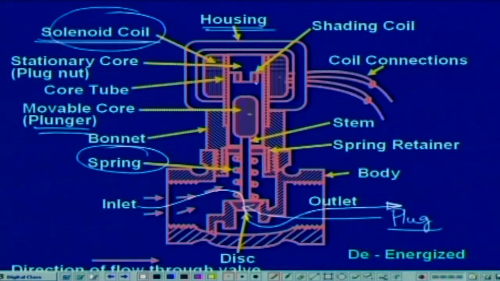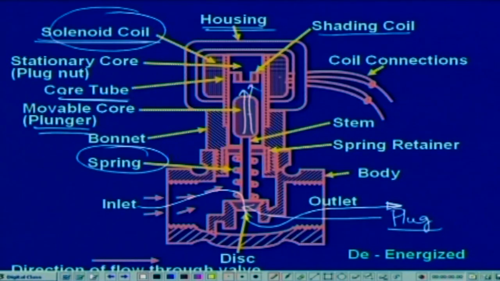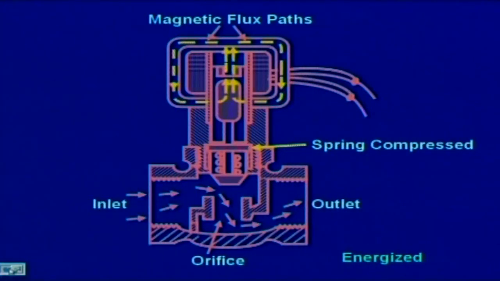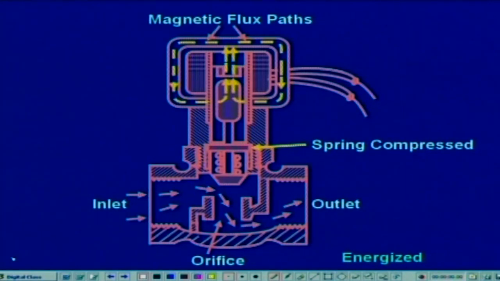Housing, okay. The shading coil is used to guide the flux through the core, so that the proper force is created, because the force is created by the flux. So, one has to guide the flux so that an upward force is created. This is the movable core, this is the tube through which the core moves, and these are the connections. When the coil is de-energized, the spring will push and keep the valve closed. On the other hand, if this is energized, the flux flows like this as shown, and it pulls the plunger up. When the plunger is pulled up, the spring is compressed, this opening is open and the fluid flows. So this is the way a solenoid actuator works.